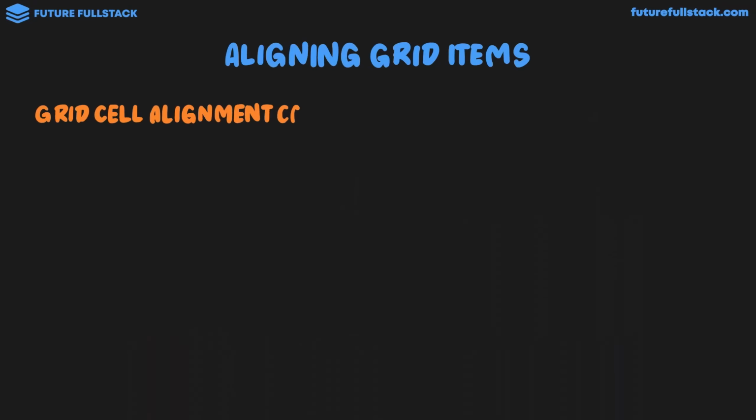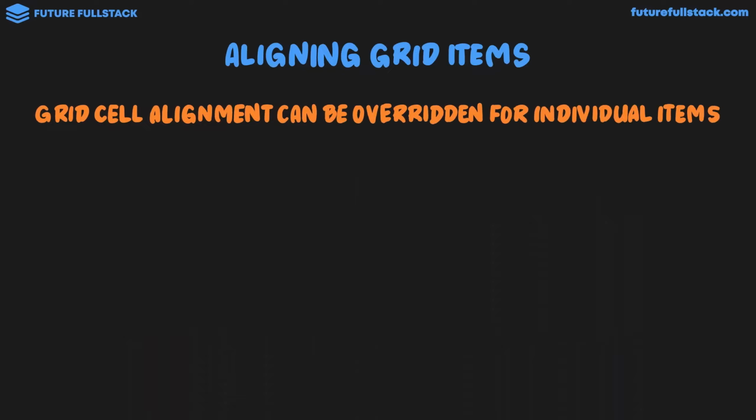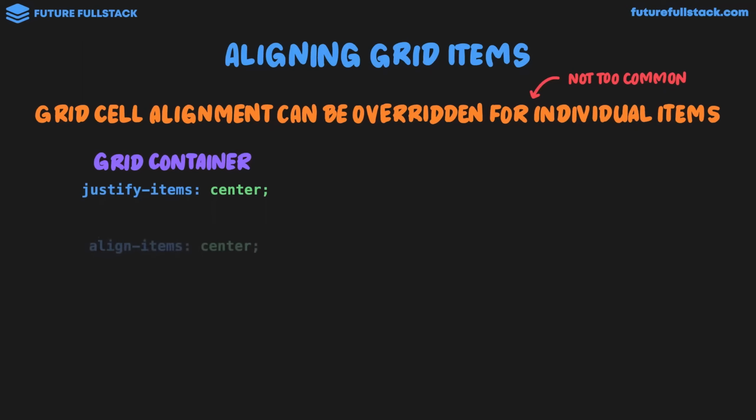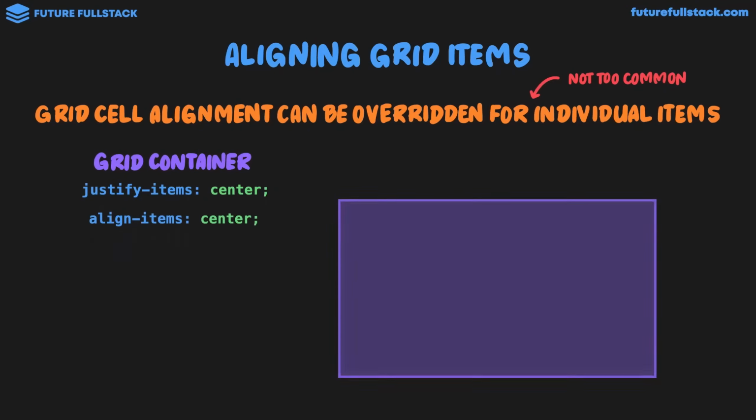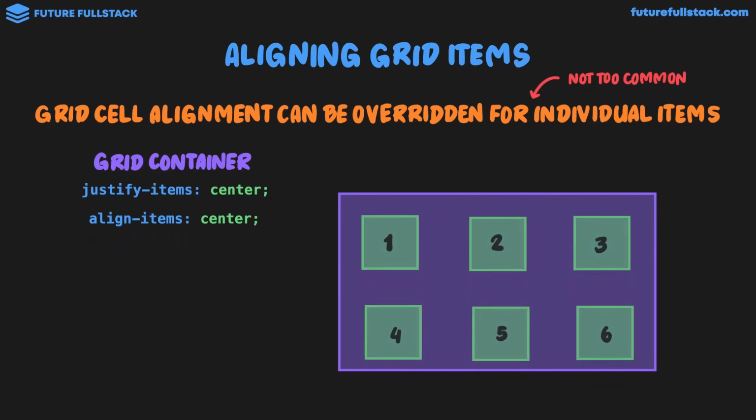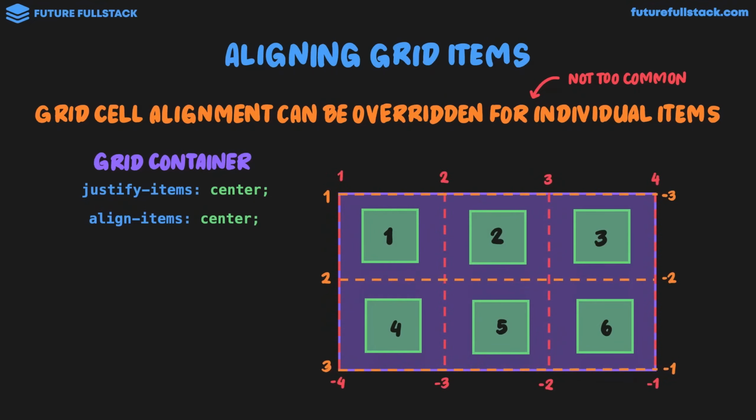Grid cell alignment can be overridden for individual items. Now, this is not too common, so I wouldn't worry too much about it, but it is important you understand what it is. Let's say we have a grid container, and we apply justify-items center and align-items center. Inside our grid container, this would result in our grid items being centered inside the grid cells. So what I want to do now is focus on grid item 2, and we're now going to be applying properties to this specific grid item.